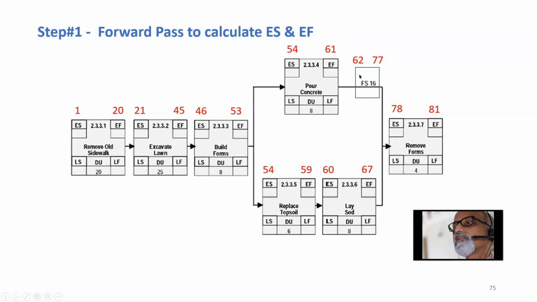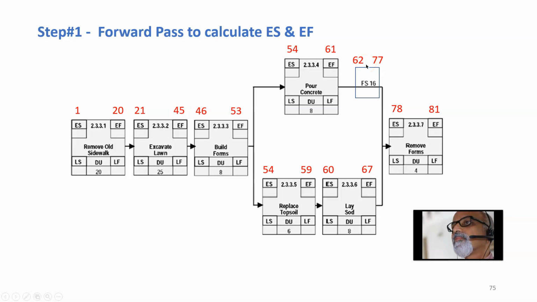And the lag will start. The easiest way is, please consider it as another activity. So this finish to start lag for 16 days can start on the 62nd day. Duration is 16 days. So 62 plus 16 is 78 minus 1. 77th day this gets over.